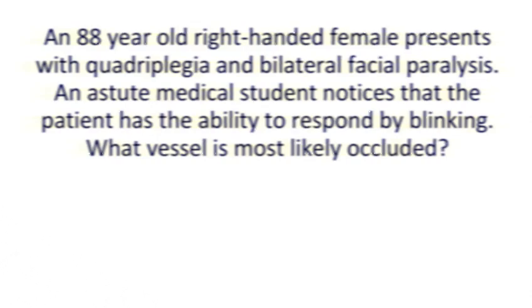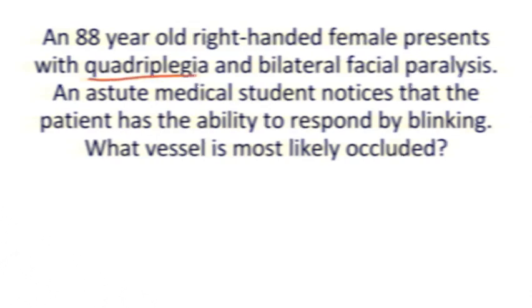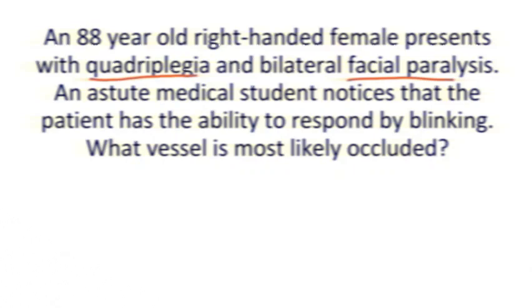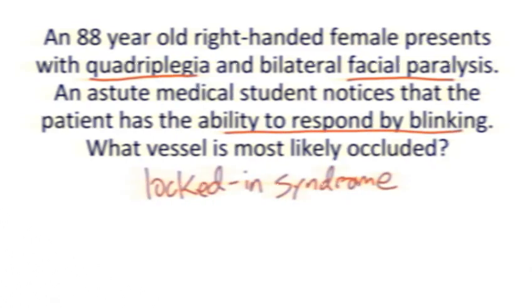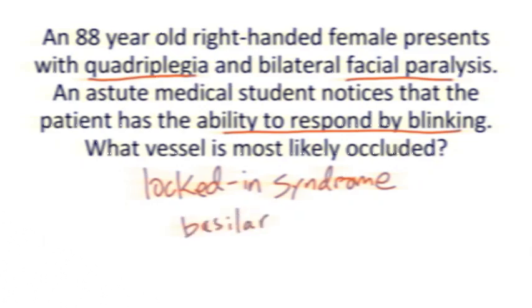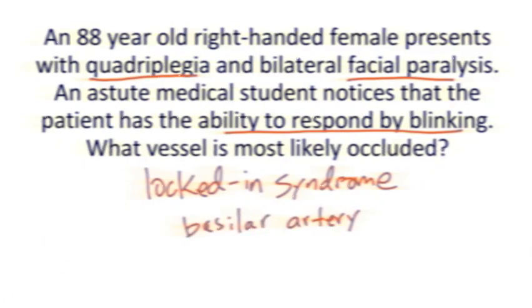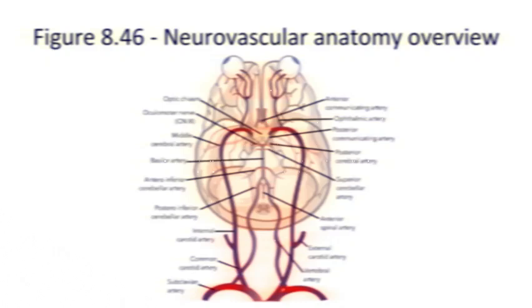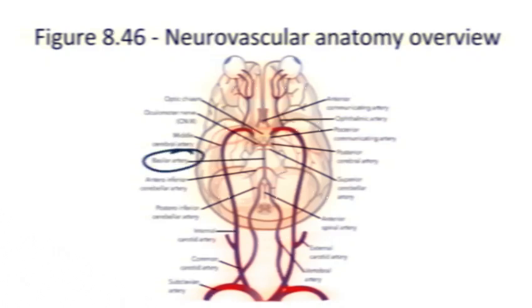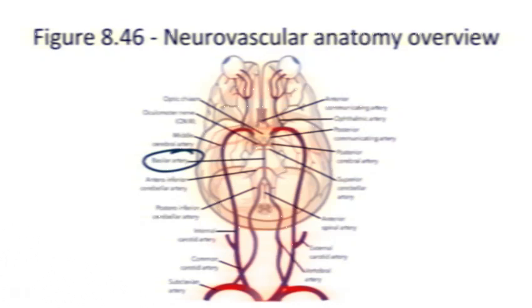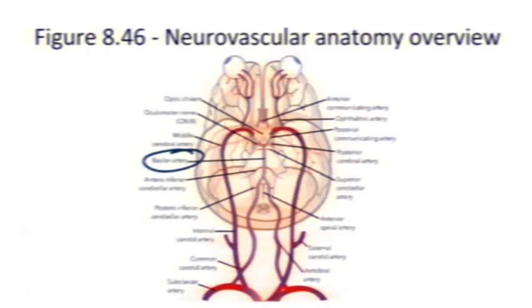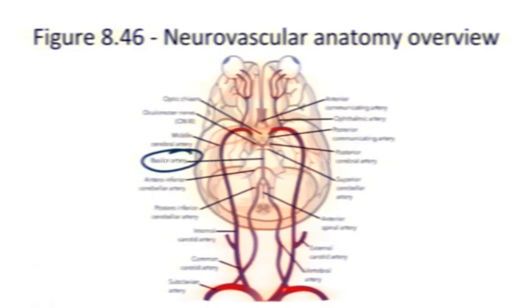Recall from part 1 of this section that complete paralysis and facial paralysis with the ability to blink is unique to locked-in syndrome. Also recall that locked-in syndrome is caused by damage to the basilar artery. Let's pull up some figures to make this clear. From figure 8.46, we can see that the basilar artery is right here. Again, notice how the basilar artery is a midline vessel that supplies blood to the medulla, pons, and the midbrain. Because so much of the anatomy is affected in this type of lesion, I find it most helpful to focus on the structures that are spared.